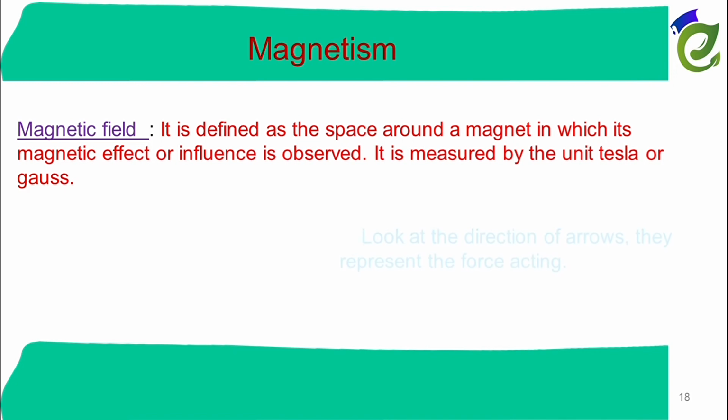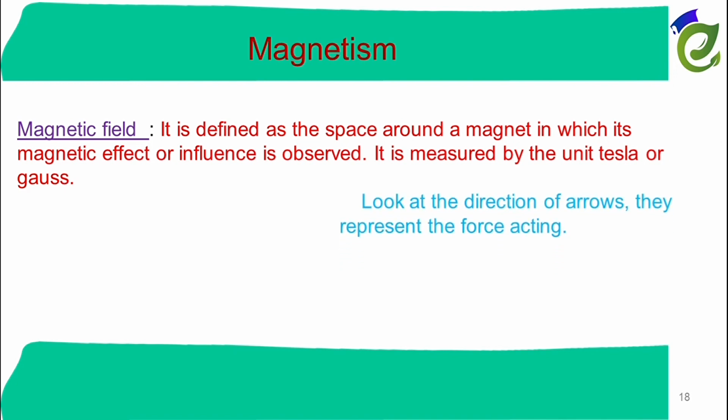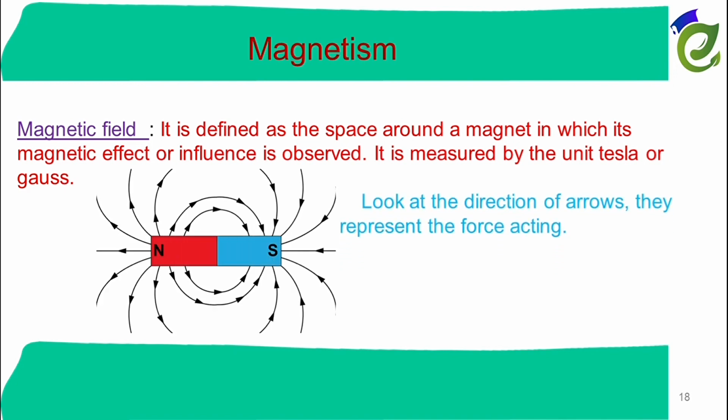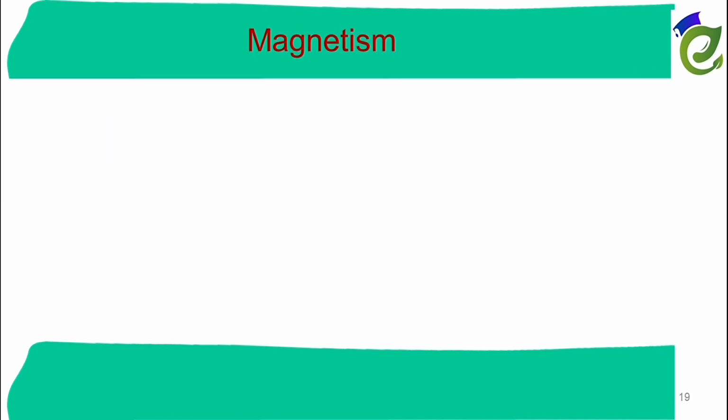Now look at the direction of the arrows. They represent the force acting. You can see the direction of arrows is from North Pole to South Pole. So this whole direction tracing is known as magnetic field. So this is called as magnetic field. As magnetic field is an important topic, let me give you a few more examples so that you can understand it in a better way.